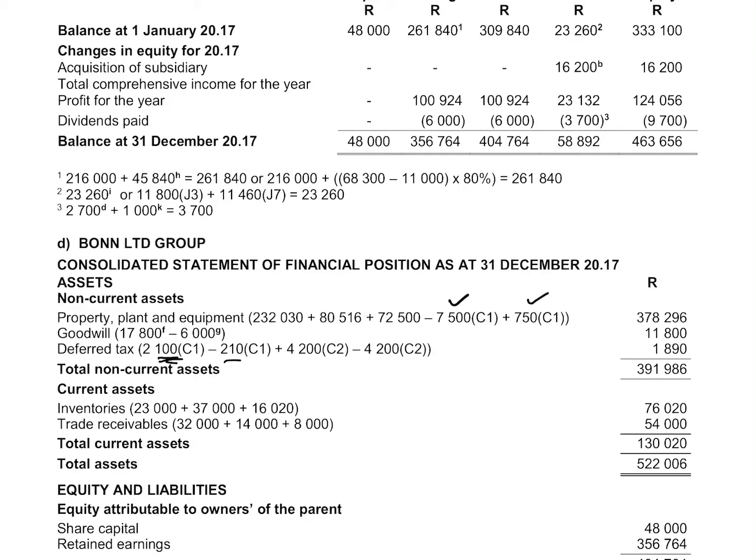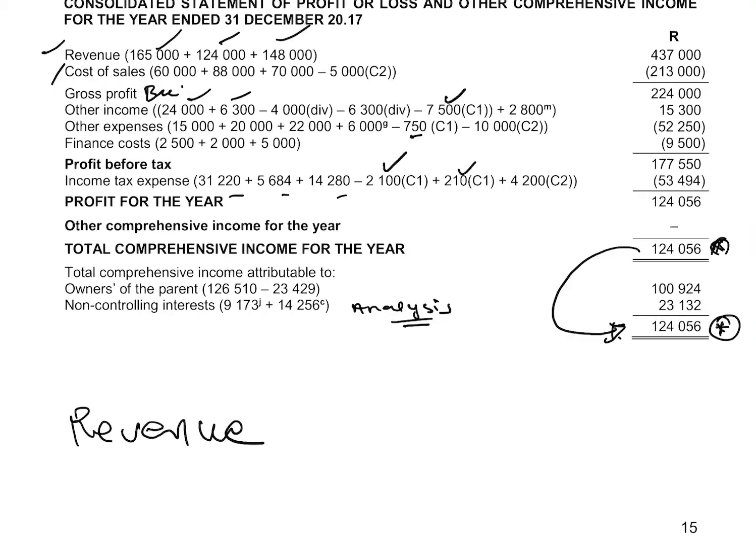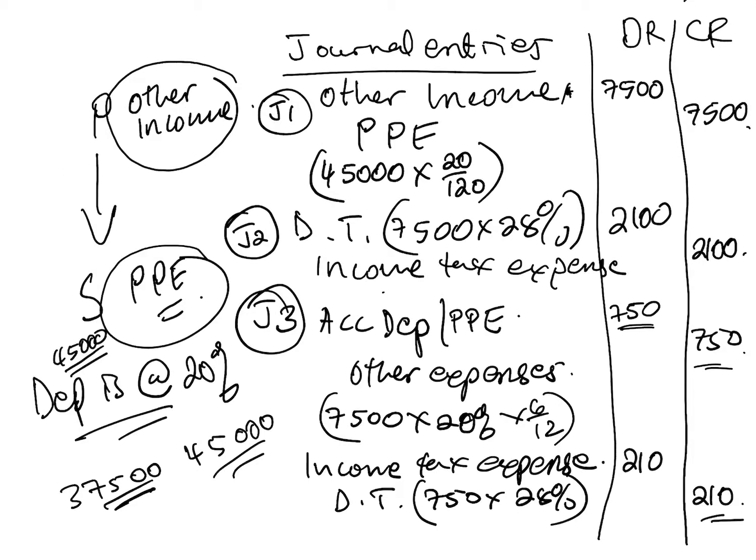Right, then we come to the next one. Okay, we are done with our journals there, and this will not affect also the analysis because it was a downstream transaction. Right, then we move on to the next line item.